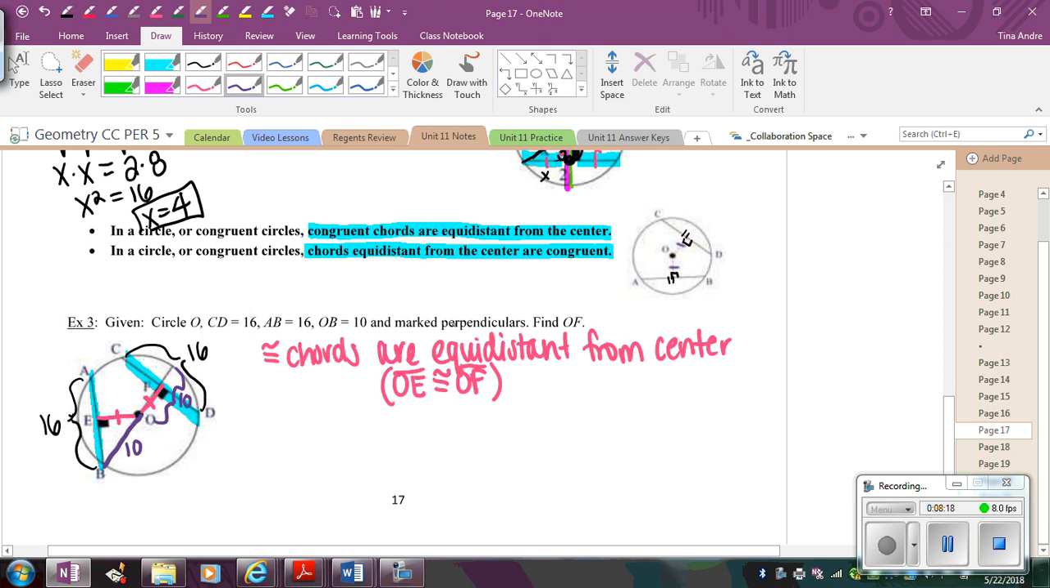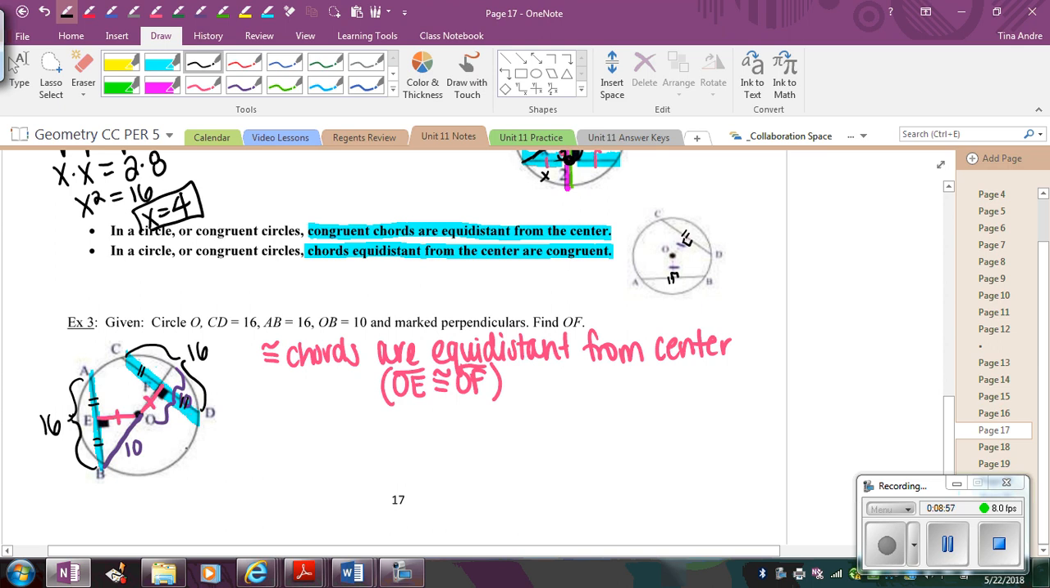And then it says we have marked perpendiculars, which we can see in the picture. But right away, when I'm seeing these marked perpendiculars, they're really trying to point that out to us. Also, when you look at this picture, if you have a radius or a diameter that's perpendicular to a chord, we know that these two parts here have to be congruent from that theorem above that says a radius perpendicular to a chord means that the chord is bisected. Let me start over. If the radius is perpendicular to the chord, then the radius is bisecting the chord.